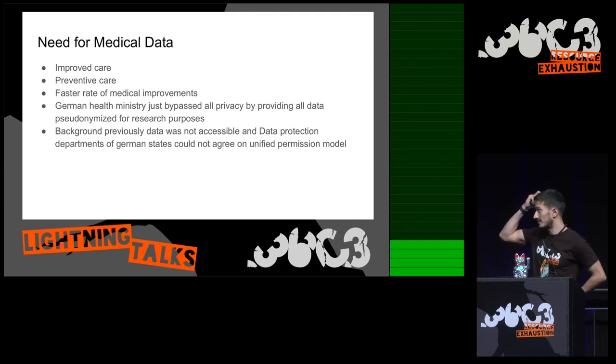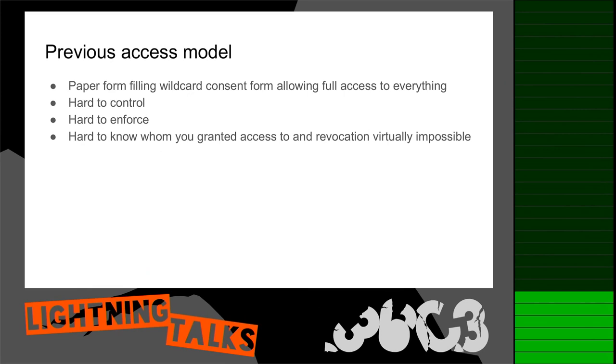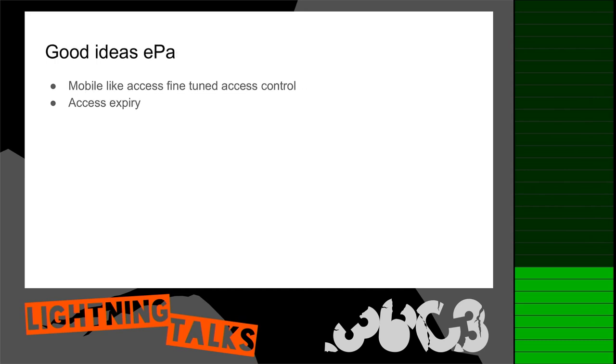So we do have a need for medical data stored somewhere. We can improve care, we can improve preventive care, we can improve the speed of medical improvements, we can replace radiologists to some extent. And right now the access model is you go to the doctor, you fill out a form, at least in Germany, and then you give wildcard access to everything, and there's no real way to revoke it, especially since you don't really remember who you gave it to. So some of the good ideas of the EPA is like you can give fine-grained access, except they already rolled back on that, so that's probably not going to happen.